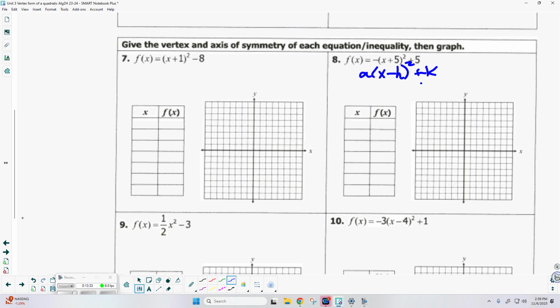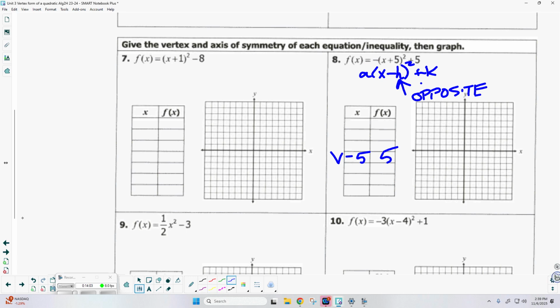So let's see here. Who have I not talked to lately? Tyler, what is the vertex from this function? Negative 5, 5. Here we go. Remember the h, that's the one that we take the opposite of. Okay. K, you do not take the opposite. You leave it as is.